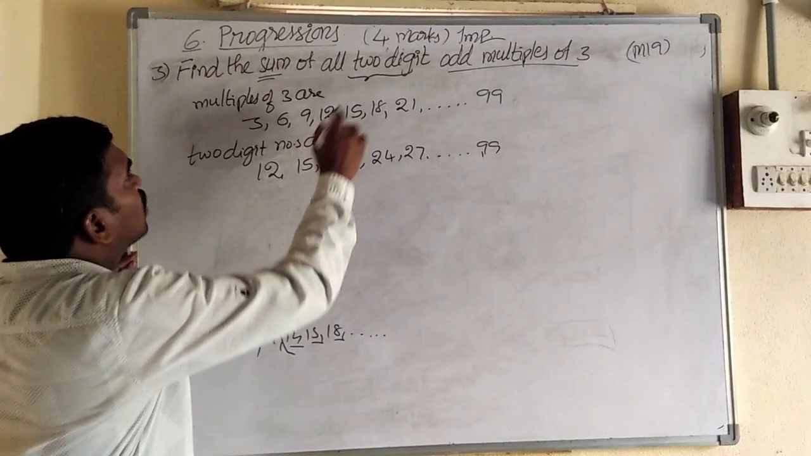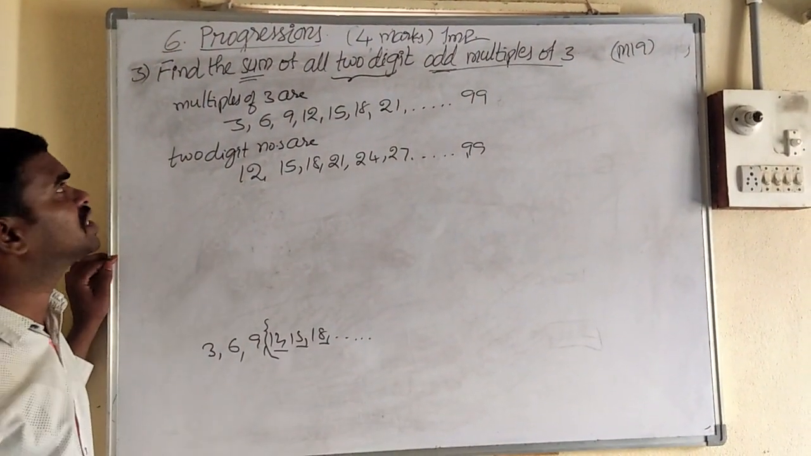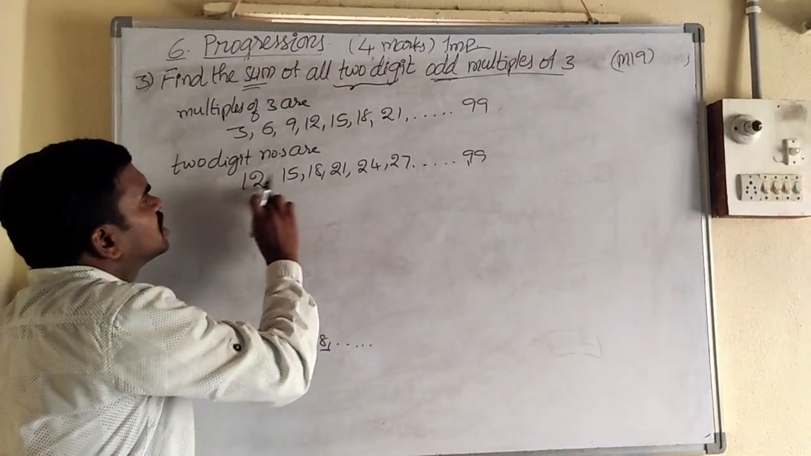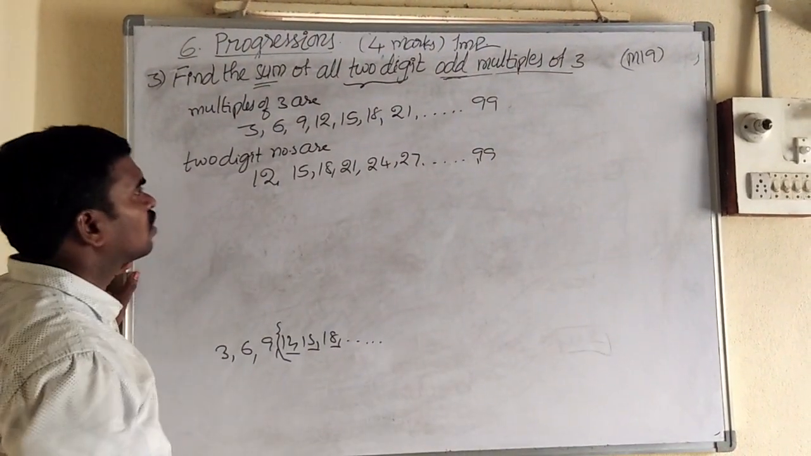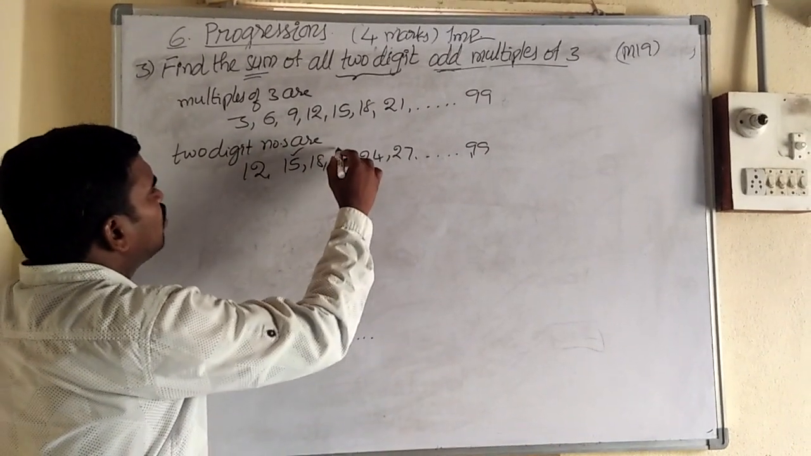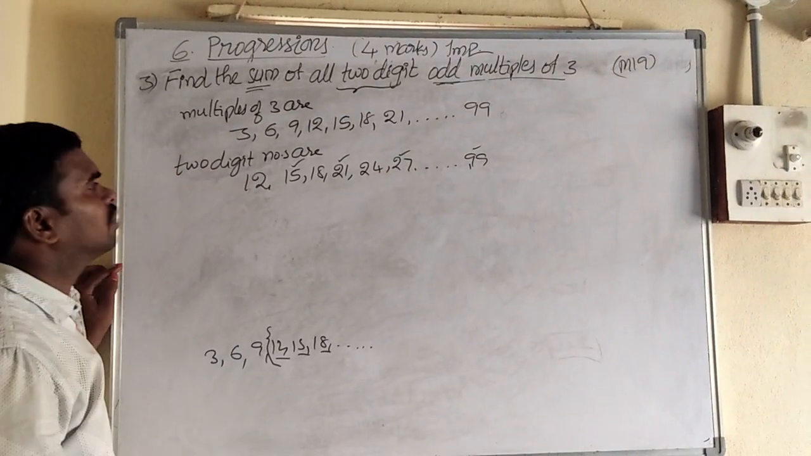So in this, what are odd multiples? We want odd multiples. See, 3 conditions are mentioned in the question. One is 2-digit numbers. One is odd multiples of 3. Okay? Next we have to take odd multiples. What are odd numbers in these multiples? 15, 21, 27, 39. These are odd multiples.